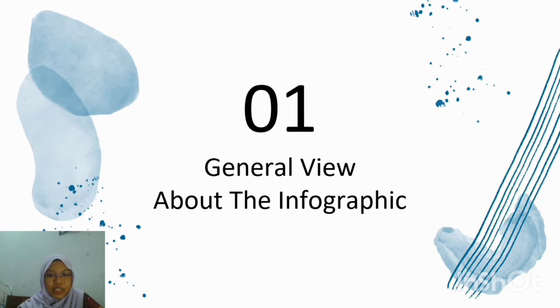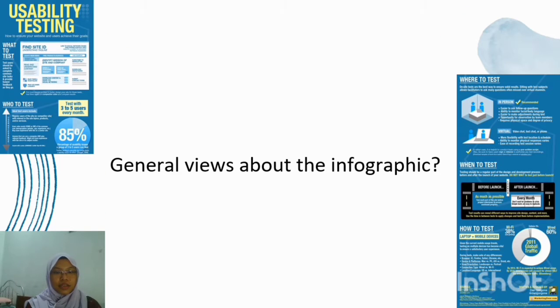Okay, first, general views about the infographic. First, title. The title is strong and catchy as explained above. Number two, introduction. The introduction is fairly concise information graphics. Number three, section subheadings. The subheadings of the section make it easy to identify the topic in the infographic and attract the reader to read from one topic to the next.